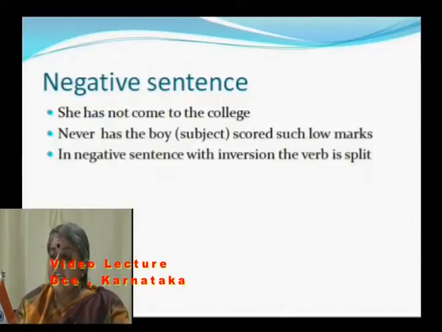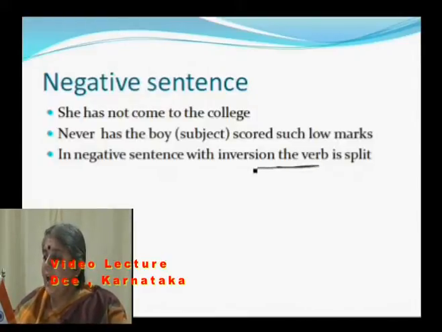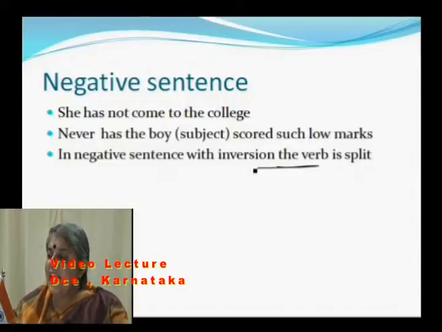The second one is, never has the boy scored such low marks. Instead of the word not, I have used another negative marker, that is never. Now, instead of saying the boy has never scored such low marks, I have said never has the boy. So, there is an inversion here, never. Why? The negative marker is taken in the first position, and then there is inversion and the verb is split. Now, instead of saying has scored, I have split the verb.